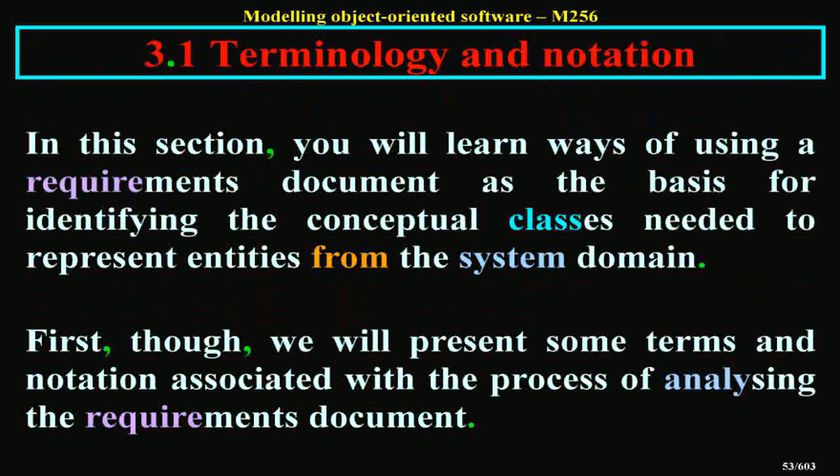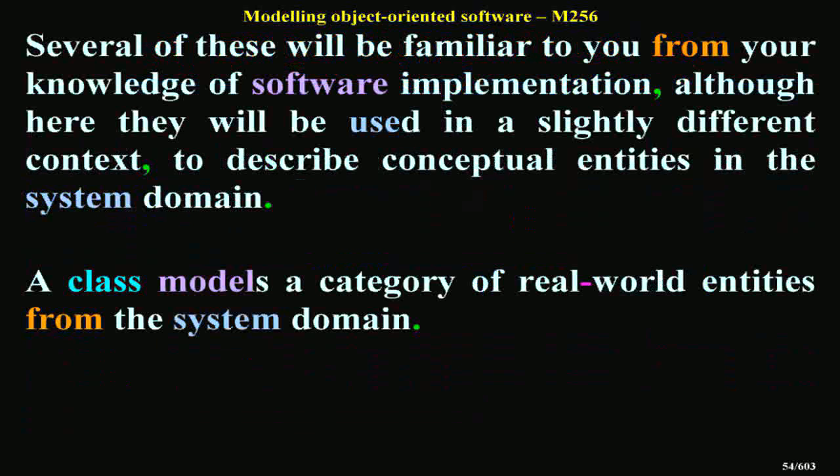In this section, you will learn ways of using a requirements document as a basis for identifying the conceptual classes needed to represent entities from the system domain. First, though, we will present some terms and notation associated with the process of analyzing the requirements document. Several of these will be familiar to you from your knowledge of software implementation, although here they will be used in a slightly different context to describe conceptual entities in the system domain.